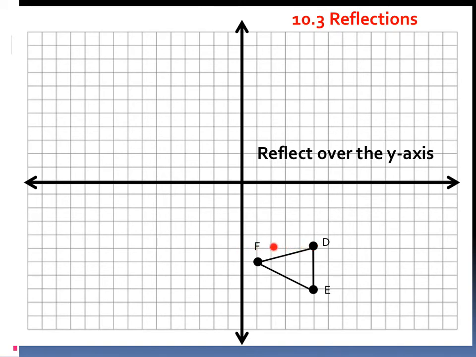So 1, 2, 3, 4, 5. And instead, we want to go 5 to the left. 1, 2, 3, 4, 5. And then that's where we're going to put the new point D. So go ahead and graph D. Do the same thing with E and F. E is also 5 away.